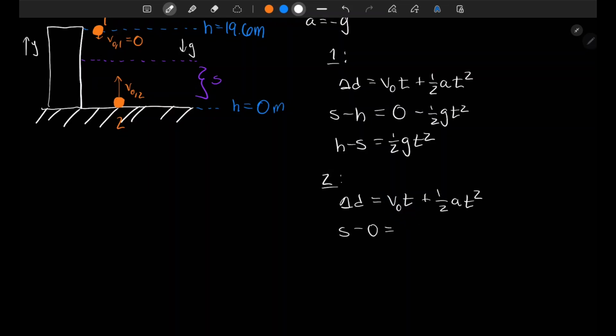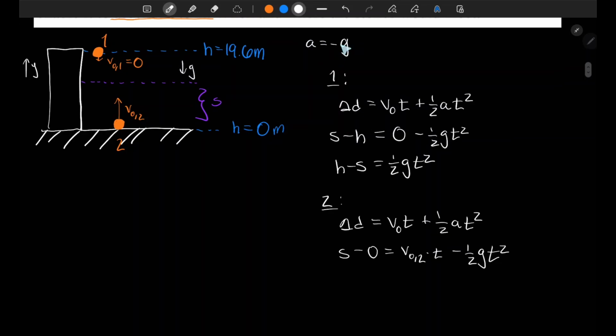v naught, which here is not 0, right? v naught 2 is some initial value. Maybe it's like 5 meters per second or something. We haven't calculated it yet, but we can calculate it. So we have v naught 2 times time. And again, this is going to be minus 1/2 g t squared, because a, as we said before, is negative g.